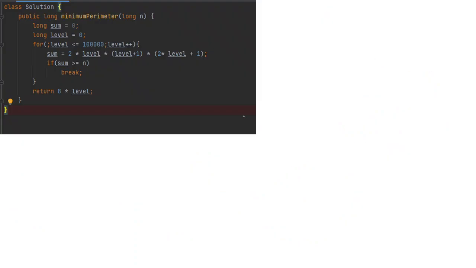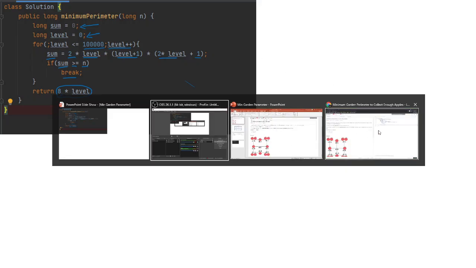Okay, let's see. So that is the same thing I have done here. If you see, the sum is initially 0, level is initially 0, and then level goes up to 10 to the power 5, and each time I'm doing plus plus. And then we are calculating this sum, 2 times level into level plus 1 into 2 times level plus 1. And if the sum is greater than or equal to n, I'll break and return the perimeter by multiplying the level with 8. Okay, so that's it. This problem was a bit mathematical.